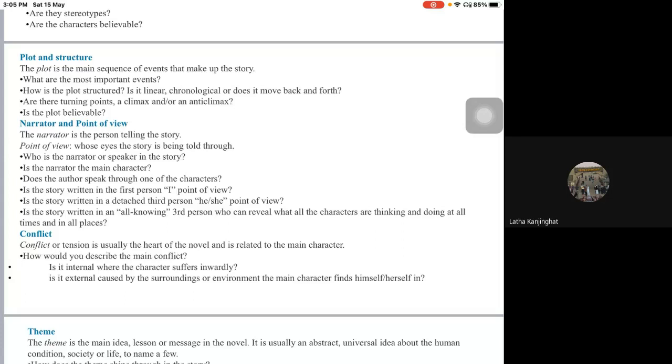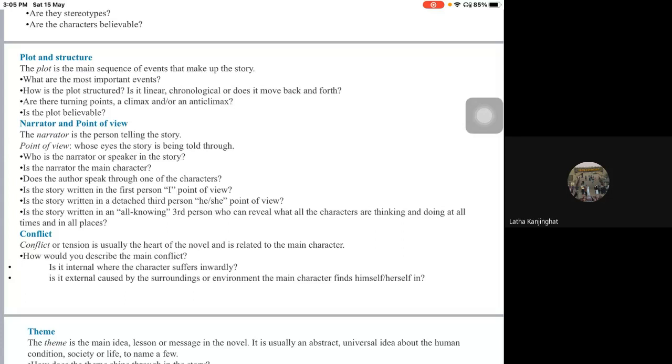Now, who is the narrator or speaker in the story? Is the narrator a main character? Does the author speak through one of the characters? For example, in Tom Jones, the author talks directly to the readers. In every introductory chapter, the author talks directly to the readers, right? So it is different in different works.